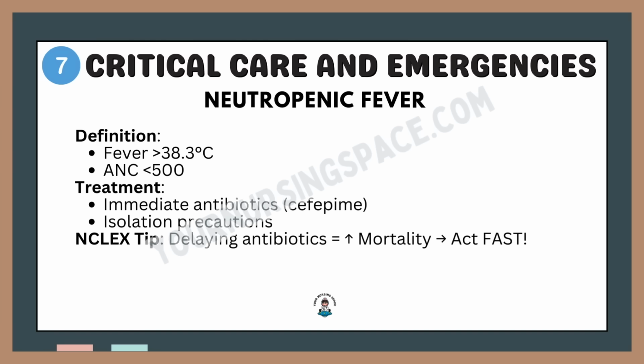If a chemo patient's fever hits over 38.3 Celsius and their absolute neutrophil count is under 500, infection's a massive risk. Start broad-spectrum antibiotics, cefepime's a go-to, and put them in protective isolation. No flowers or raw veggies allowed. NCLEX tip: every minute counts. A delay in antibiotics skyrockets mortality, so move quick.